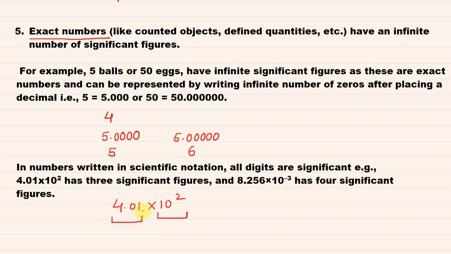It is 4.01, so we can say 1, 2, and 3 digits are present. So we have three significant figures in this number. Here we need to ignore this part and we can count the digits present here as 1, 2, 3, and 4. This will have four significant figures.